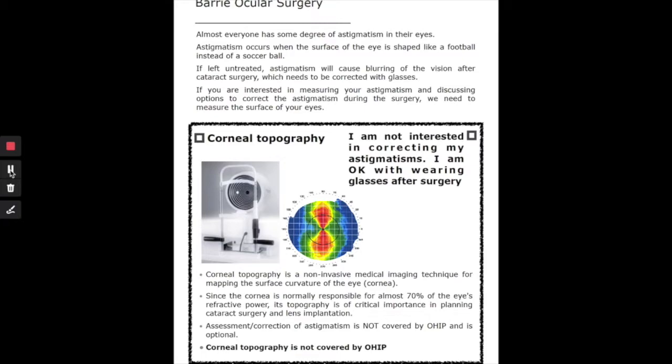So basically, the astigmatism can be fixed two ways. We put a regular lens, an OHIP lens, inside the eye, and we correct the astigmatism with glasses after surgery. Option number two is to put a lens inside the eye that corrects astigmatism and cataract at the same time. That way you minimize or eliminate the need for glasses.